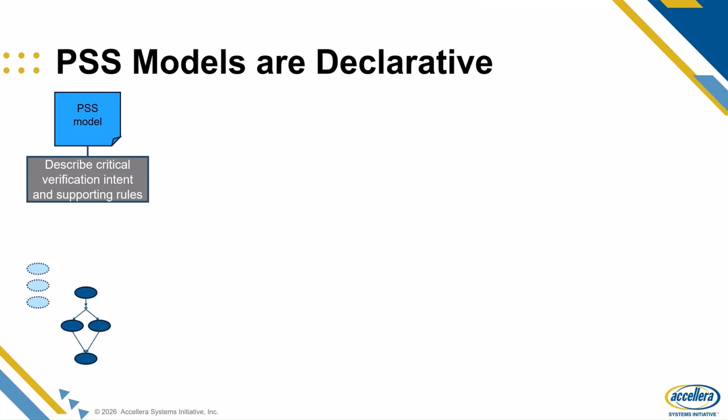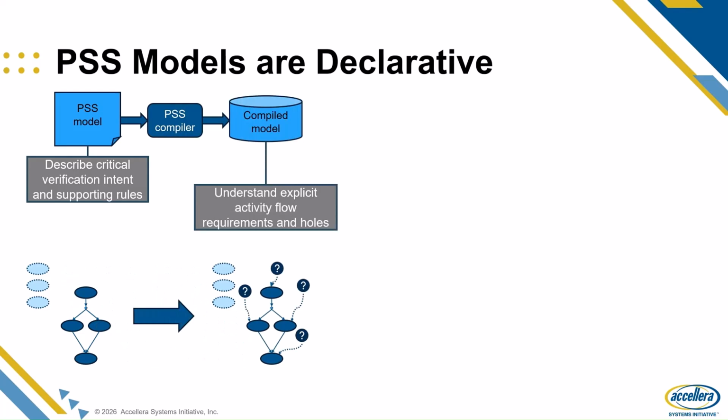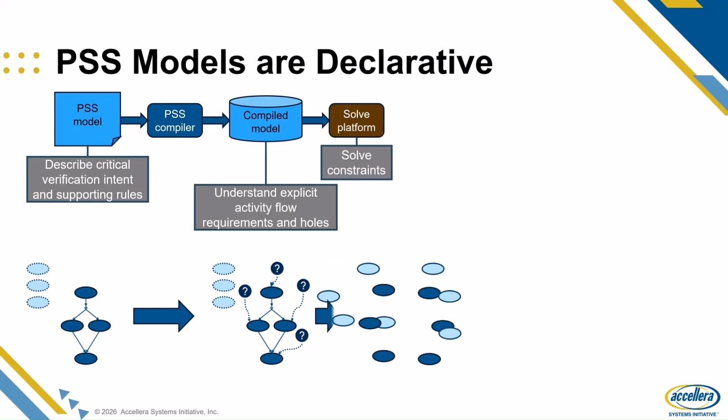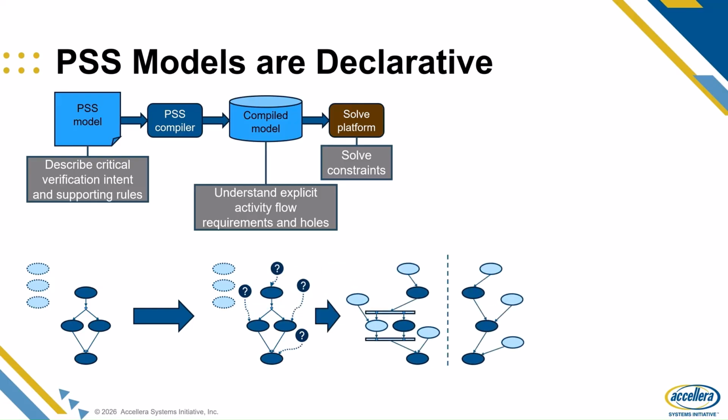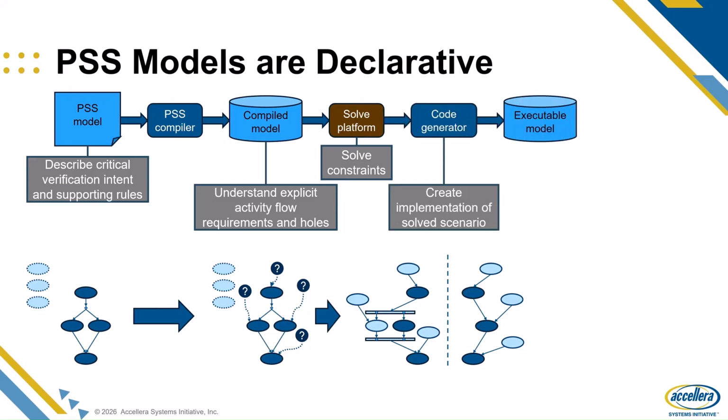As noted in session 5, a PSS model declaratively describes your verification intent and the rules the solver needs to generate legal scenarios. The model compiles into an intermediate format that identifies the holes to fill, such as constraints to solve or data flow requirements to meet. The solve platform solves those constraints, fills the random fields, schedules them, and infers any actions needed for data flow. The code generator builds a concrete implementation from the atomic actions following the activity schedule. And the runtime engine executes it against your DUT.